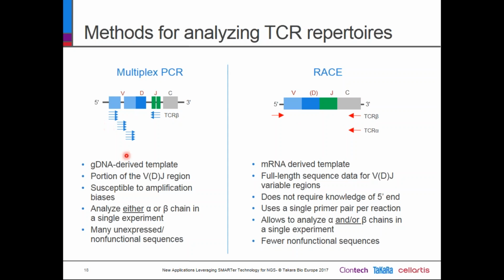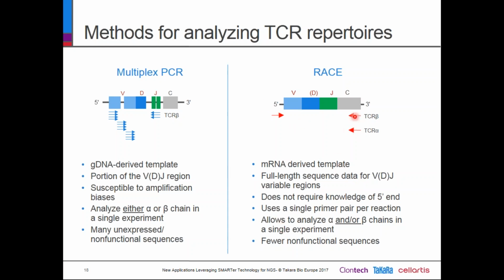Because when you are using multiplex PCR, your primers sit inside the sequences that you want to analyze. When you use RACE, you can get the full mRNA up to the 5' end. I will show how it works. So you don't need any knowledge of this region.